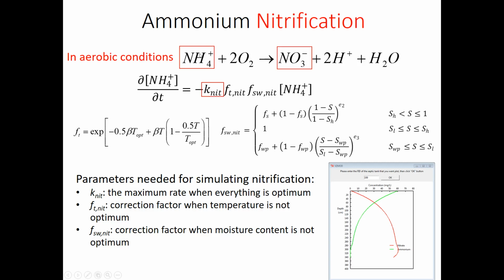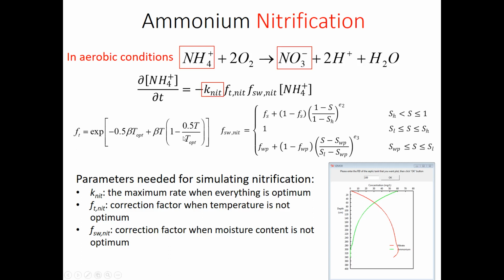To simulate this reaction, we use first order kinetics. That means the ammonium concentration changes with time, proportional to the concentration of ammonium with those coefficients. There are three coefficients here. One is KNINT, the maximum rate when everything is optimum. You have the right temperature, right moisture content, and right nutrients for bacteria to convert ammonium into nitrate.